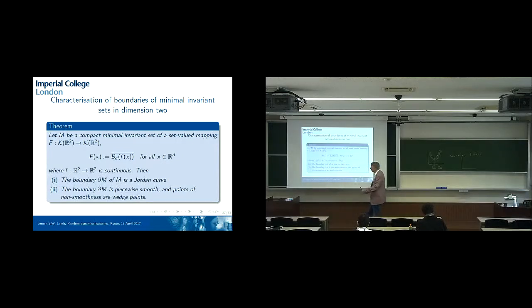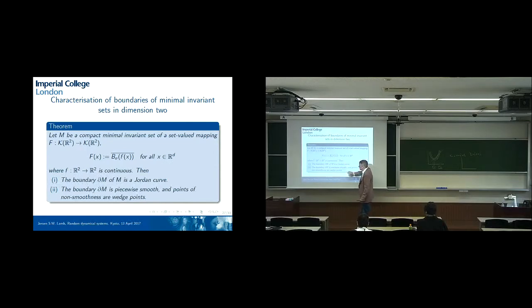First of all, the boundary of an invariant set is a Jordan curve. That maybe is not so surprising. So it's a homeomorphic image of a circle, the compact set. So it's not like a fractal or something. It's not like a Koch curve or something. But it's a reasonable boundary.